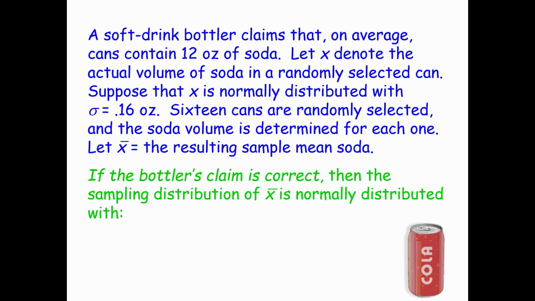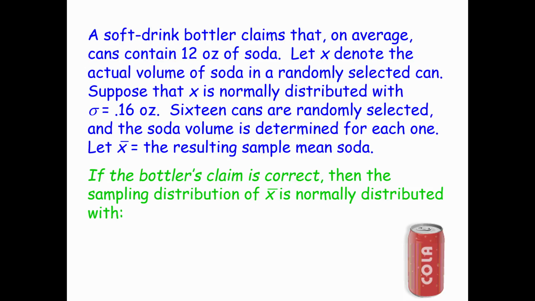So one more example: a soft drink bottler claims that on average cans contain 12 ounces of soda. Let X denote the actual volume of soda in a randomly selected can. Suppose that X is normally distributed with a standard deviation of 0.16 ounces. 16 cans are randomly selected, and the soda volume is determined for each one. So X bar is the resulting sample mean soda volume.